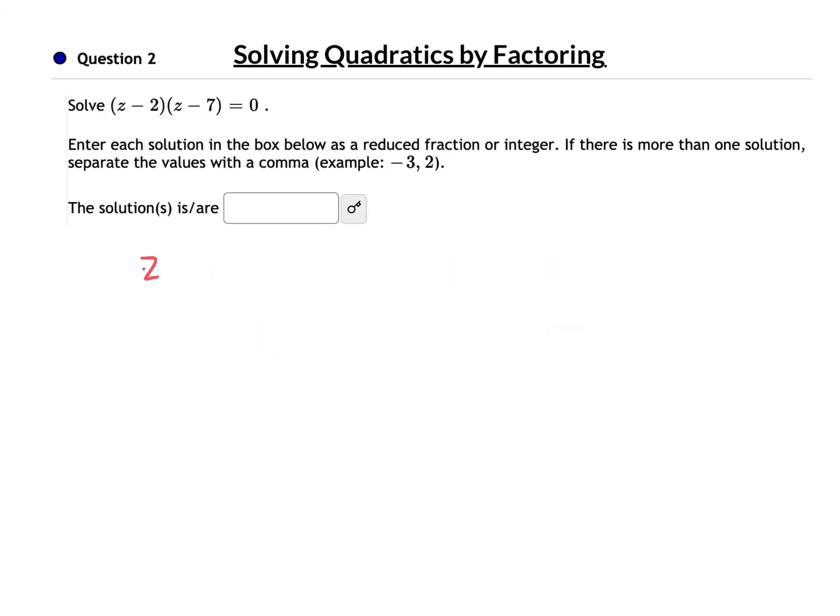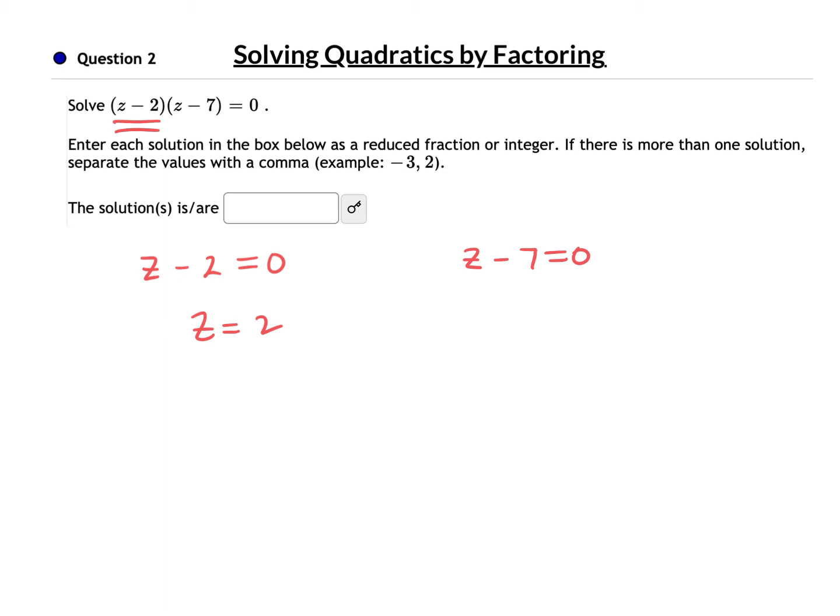Just like the last one, but both signs are negative. I'm trying to find out what makes z minus 2 0 and what makes z minus 7 0. If I add 2 to both sides, z would be equal to 2. 2 minus 2 is 0, and 0 times anything is 0.